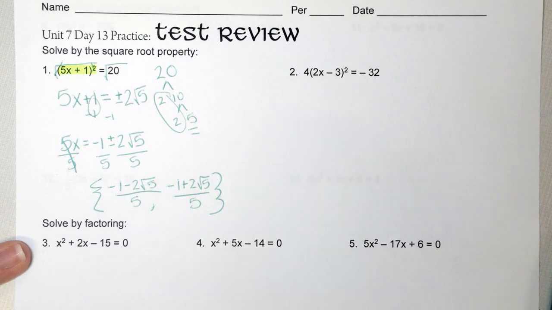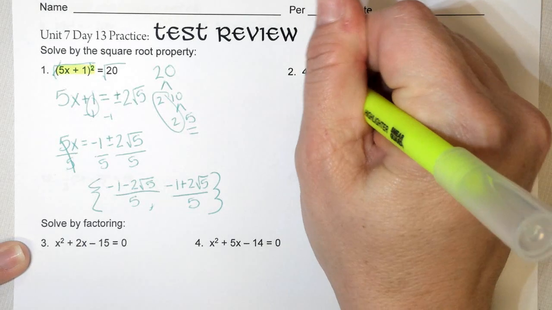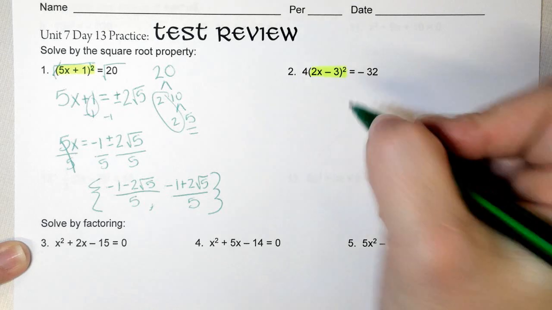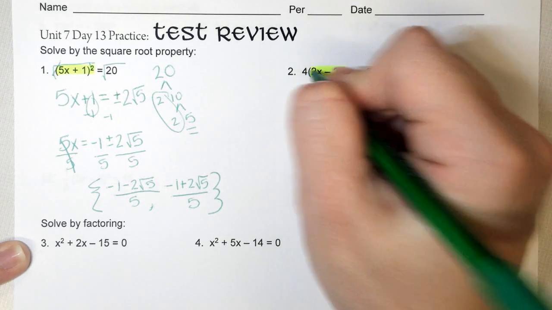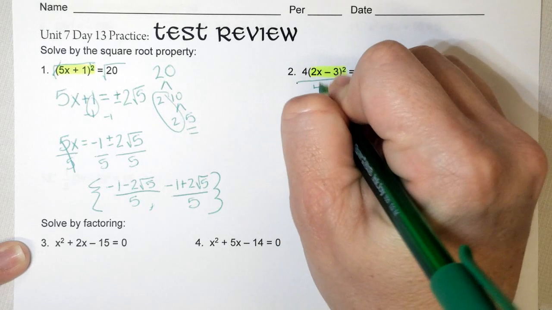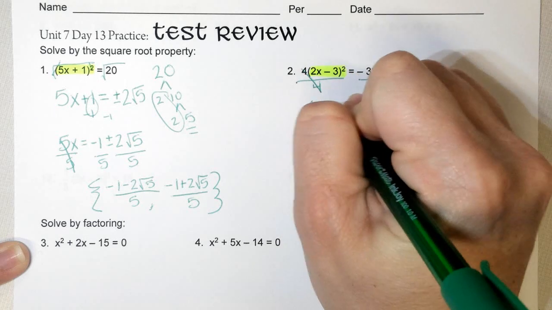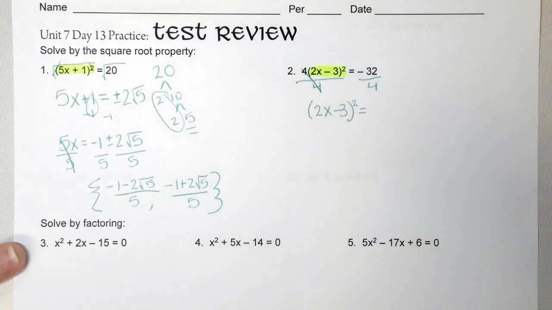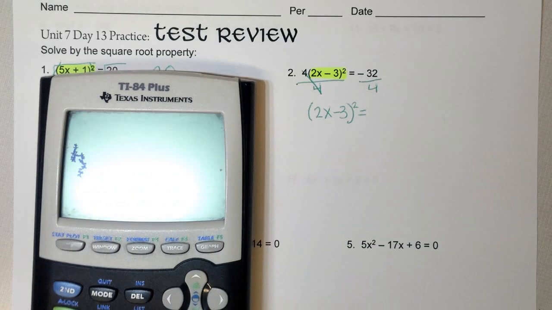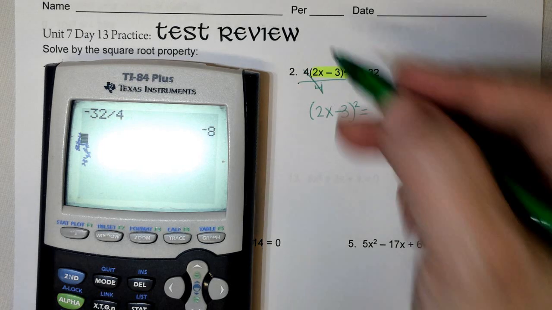Okay, and then look at number 2. Again, we need to get what's squared alone. So this time we do have a number in front. That number in front is multiplying because there's no symbol in between, or there's parentheses, which means multiply. So we are going to divide both sides by 4. And I'm left with 2x minus 3 squared equals negative 8.